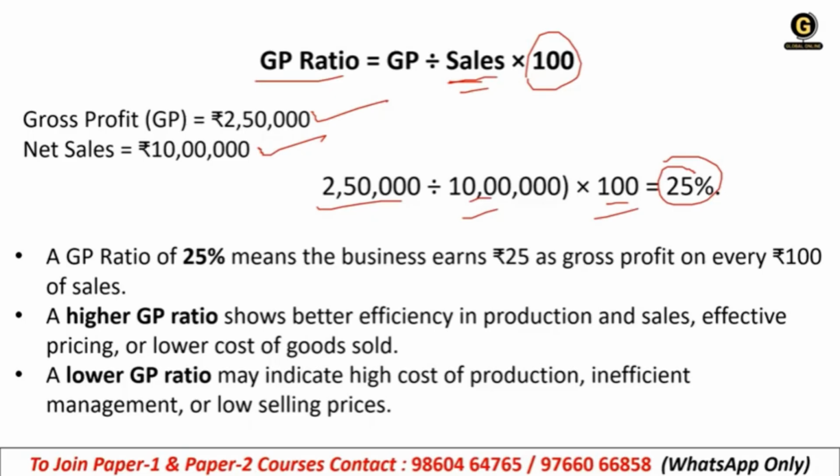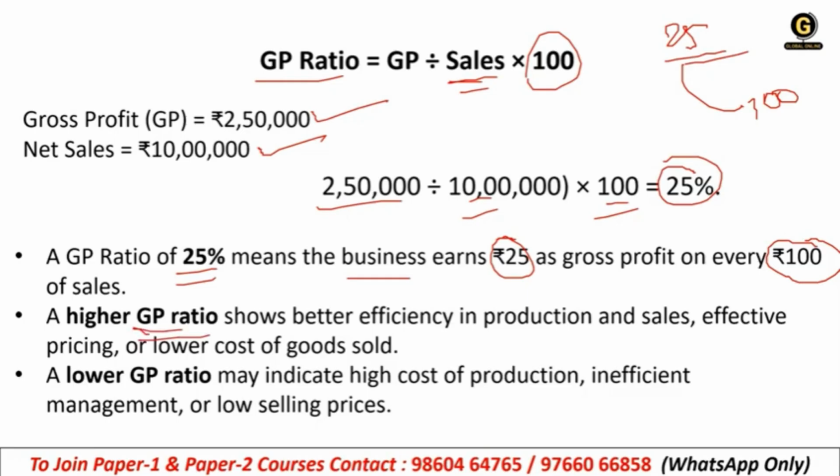25%. If the gross profit ratio is 25%, that means the business earns 25 rupees as gross profit on every 100 rupees. Getting it? On every 100 rupees of sales, the company is earning 25 rupees gross profit. If the sale is 100 rupees, the company is getting 25 rupees gross profit.